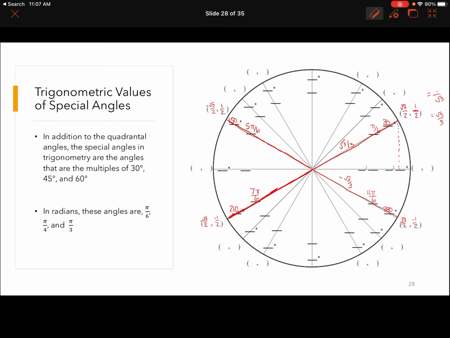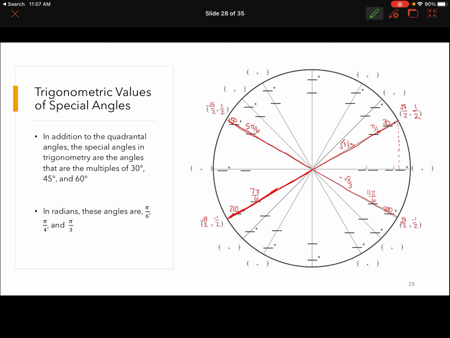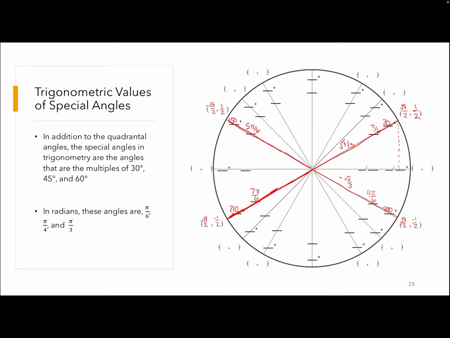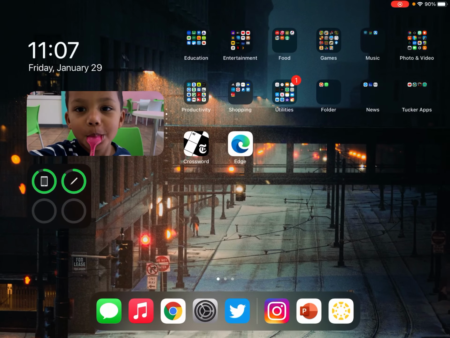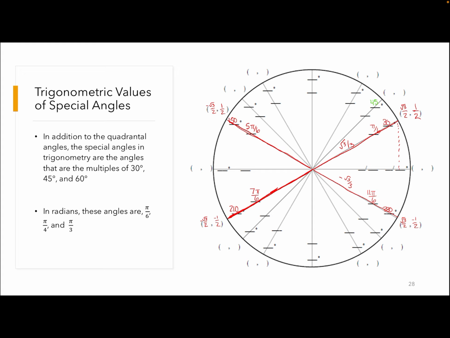For the next angle that we have is 45 degrees. Take that back. Give me my 1/2 back. So 1/2. Next, we're going to have to choose a different color. Let's go with green. All right, so for 45 degrees, we have 45 degrees here.